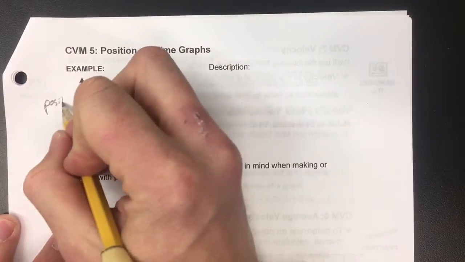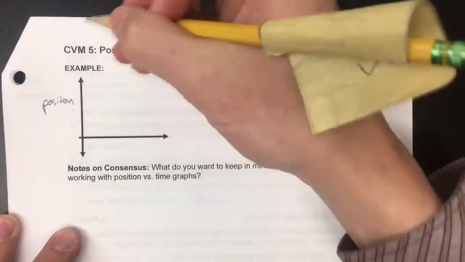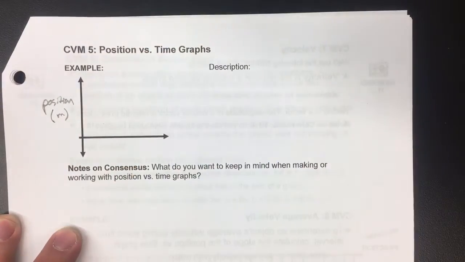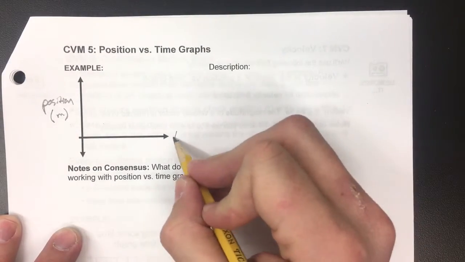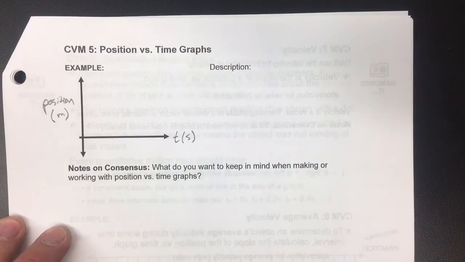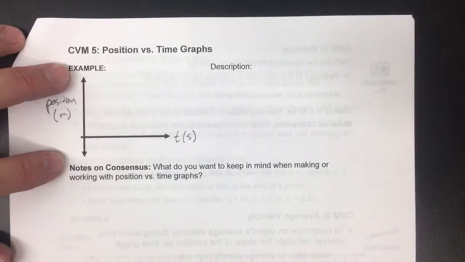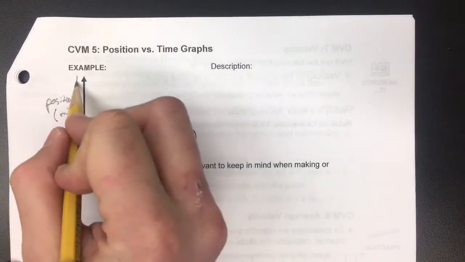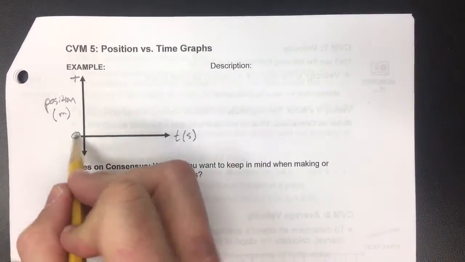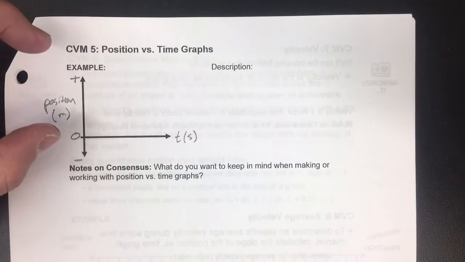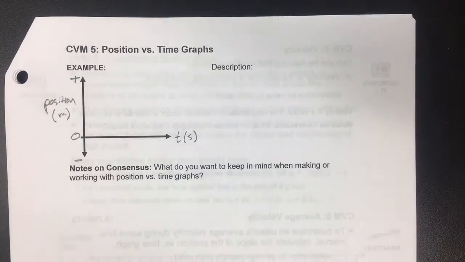We are graphing position on the vertical axis, and that'll be in units of like centimeters or meters. I'm going to show meters here. And I'm just going to write a T on this axis, which will be in units of seconds. One thing that we want to pay attention to is often we'll see that the position graph has two parts to it, a positive part and then a zero, and then the negative part. We'll want to pay attention to the positive position values and the negative position values.